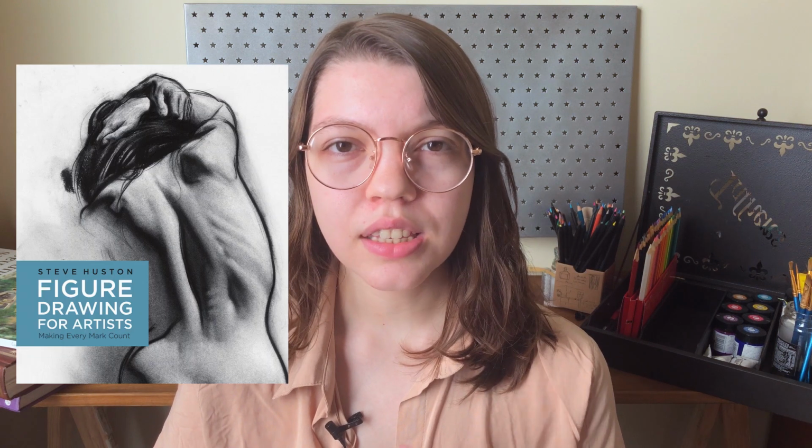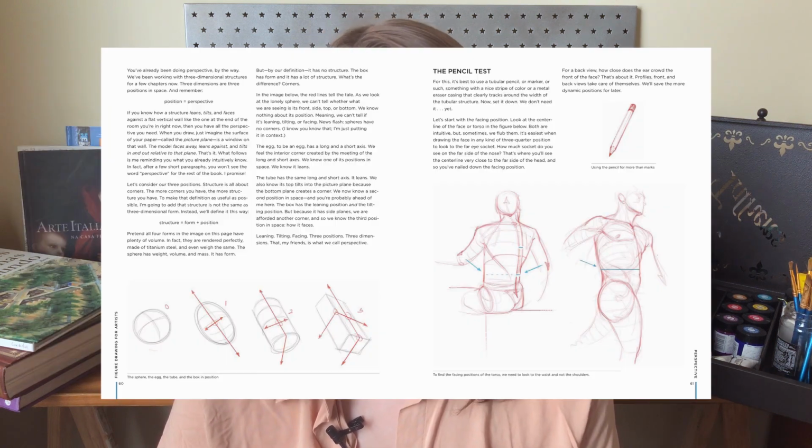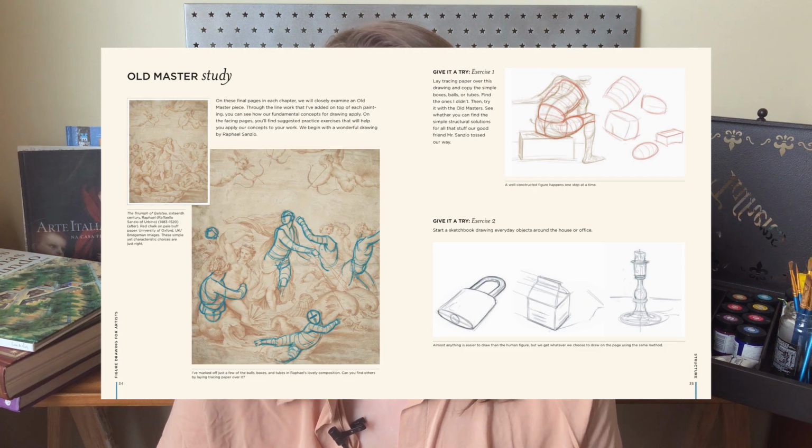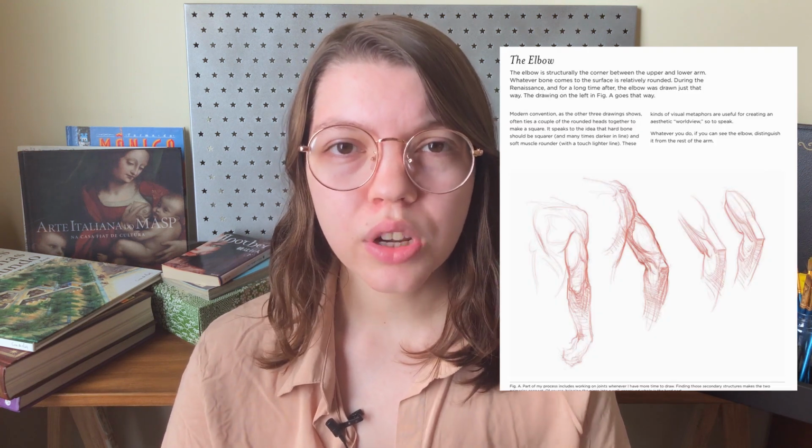The next book is Figure Drawing for Artists by Steve Hewson. He gives different exercises that you can do in master studies. There are a ton of super detailed examples on how you can build the figure as forms. And this book is particularly good for the small parts like the joints, hands, and feet, and how they intersect.